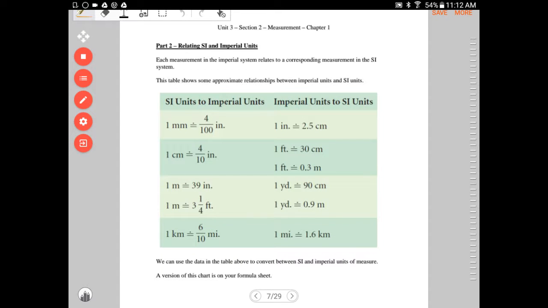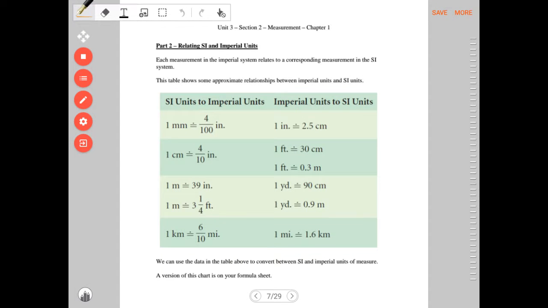Hi everybody, Part 2, Relating SI and Imperial Units. Each measurement in the imperial system relates to a corresponding measurement in the SI system. This table shows some approximate relationships between imperial units and SI units.